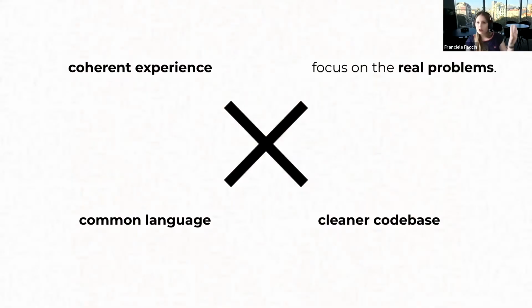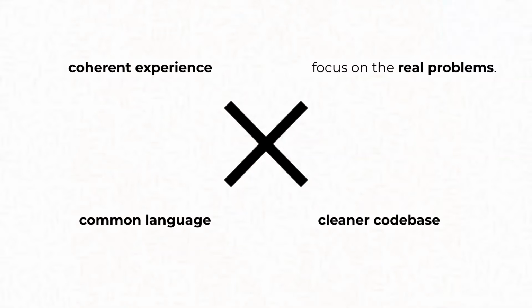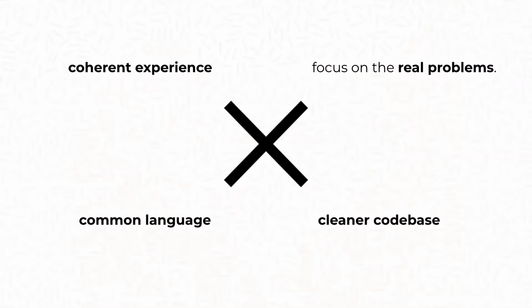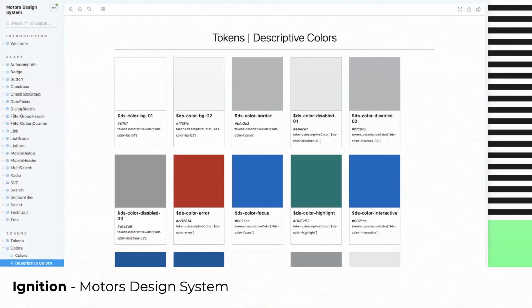And we wanted all of those things that I mentioned before. We wanted a more coherent experience when we are doing that. We wanted to also be able to focus on the real problems. We wanted to be able to communicate between designers and developers better. And we wanted to have a cleaner code base with reusable components that were easy to use. So we went on our merry way and we created Ignition, a design system for the Motors vertical.